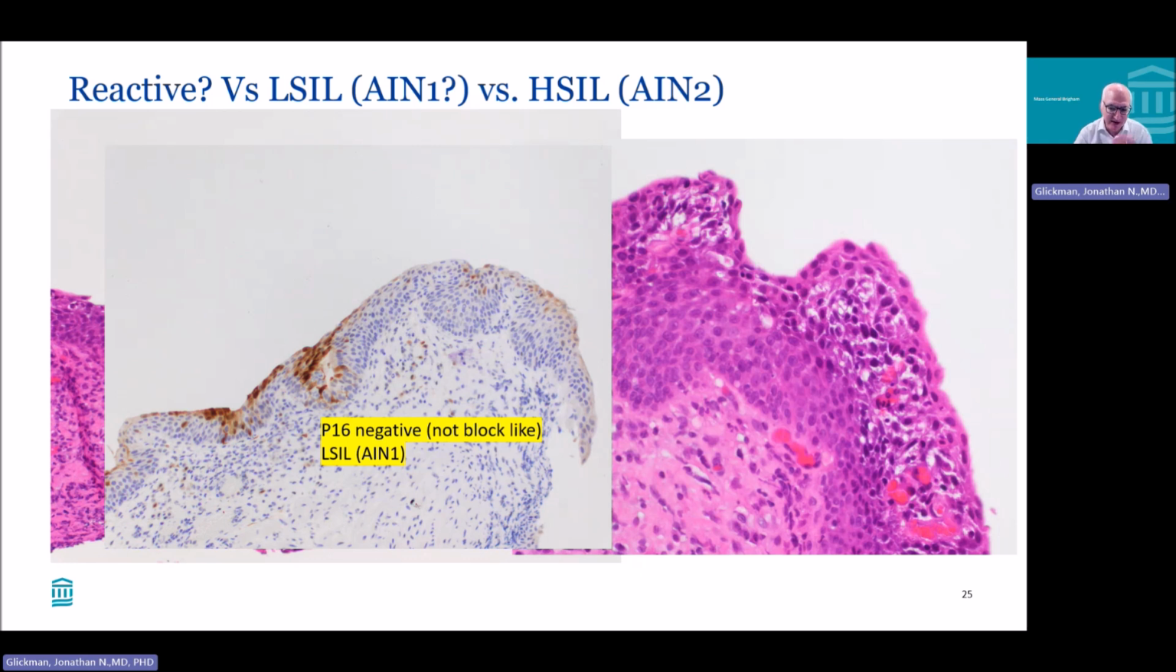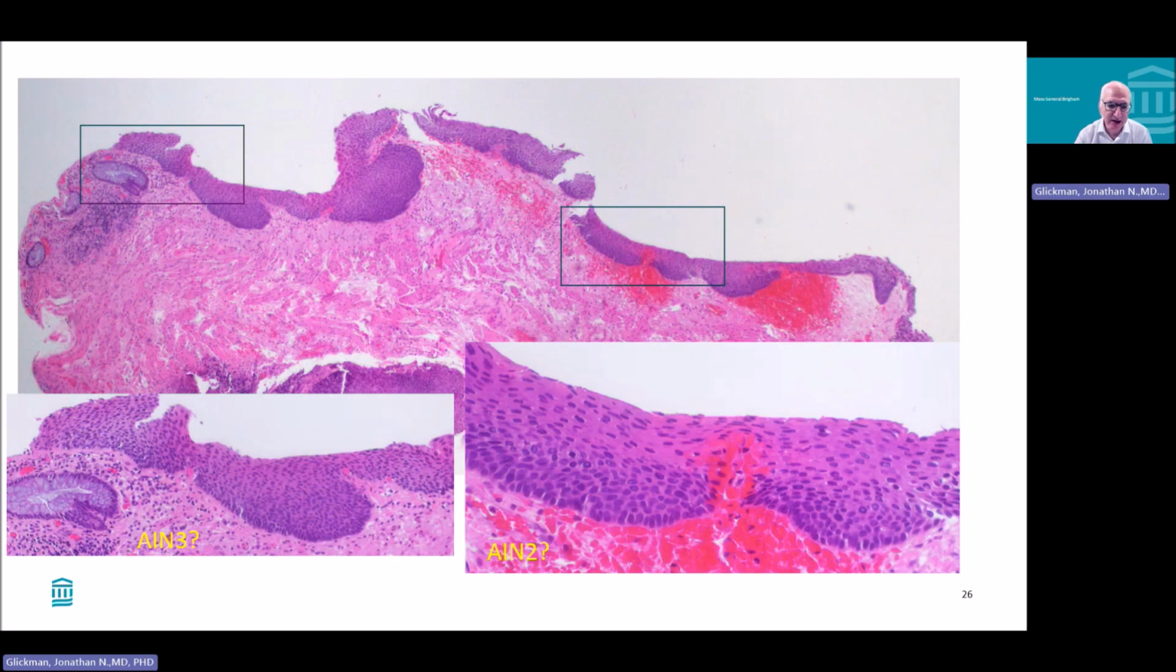So a P16 is very helpful here. We see that it's showing a non-block-like pattern. On careful scrutiny, this was somewhat of a difficult case, but I think we decided that there was some evidence of basal dysplasia in the lower third. So again, we decided that this was an LSIL or an AIN1, but the P16 was very helpful.